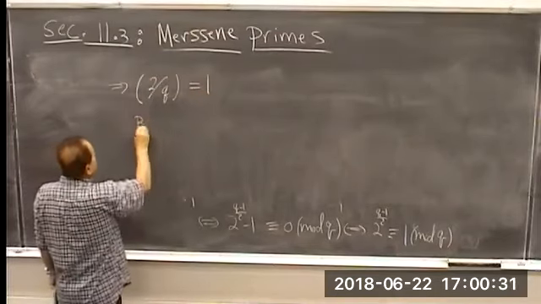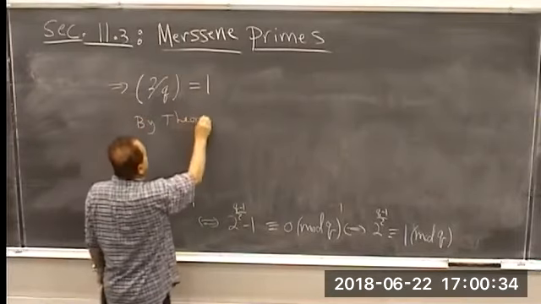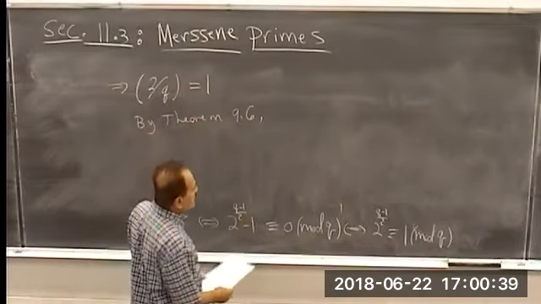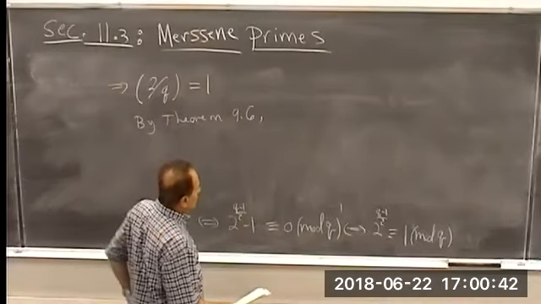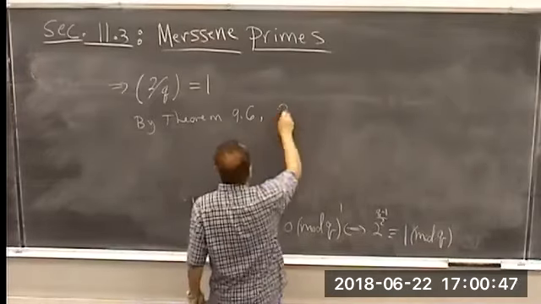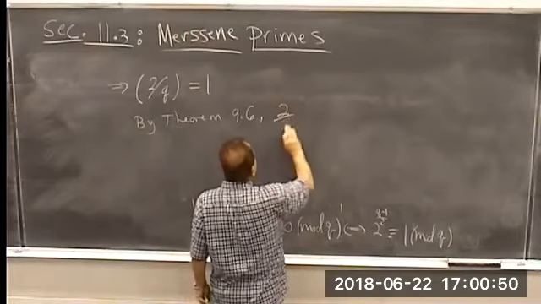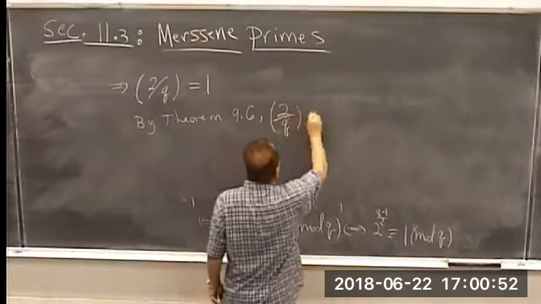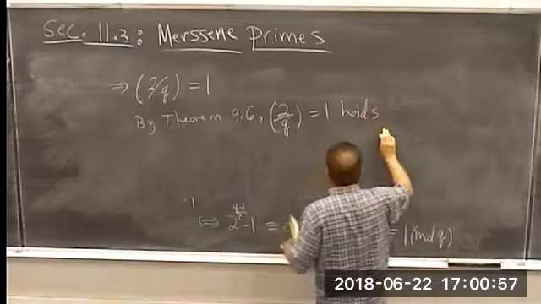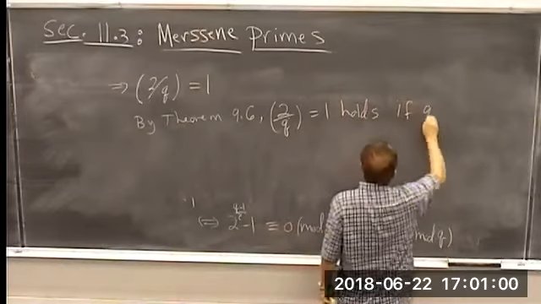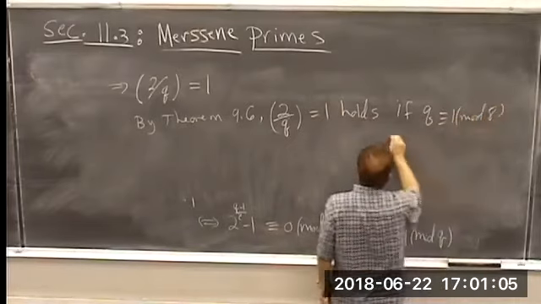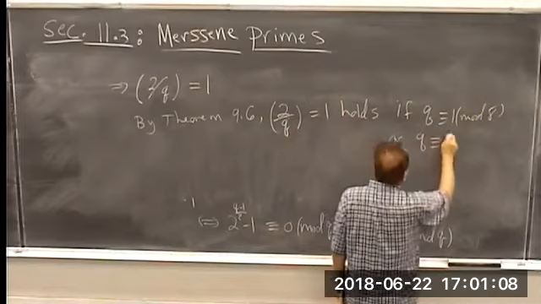Then we're going to apply Theorem 9.6, which tells us when this 2 is actually a quadratic residue. This says that (2/Q) is equal to 1 holds if Q is congruent to 1 mod 8, or Q is congruent to 7 mod 8.